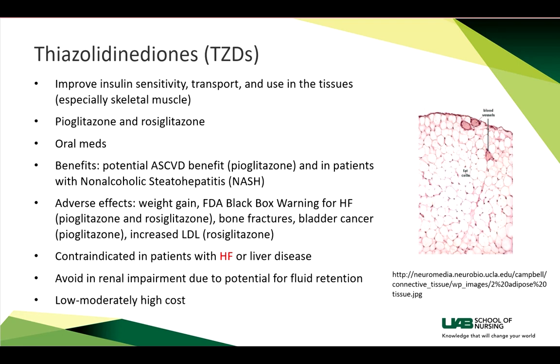There are some adverse effects associated with this drug class, including weight gain, and there is a black box warning for heart failure patients on pioglitazone as well as rosiglitazone. There's a risk for bone fractures, bladder cancer with pioglitazone, and increased LDL with rosiglitazone. So a lot of adverse effects you need to watch for with the TZDs. It is contraindicated in heart failure patients and in patients with liver disease. And you have to avoid these drugs in patients with renal impairment due to the potential for fluid retention.